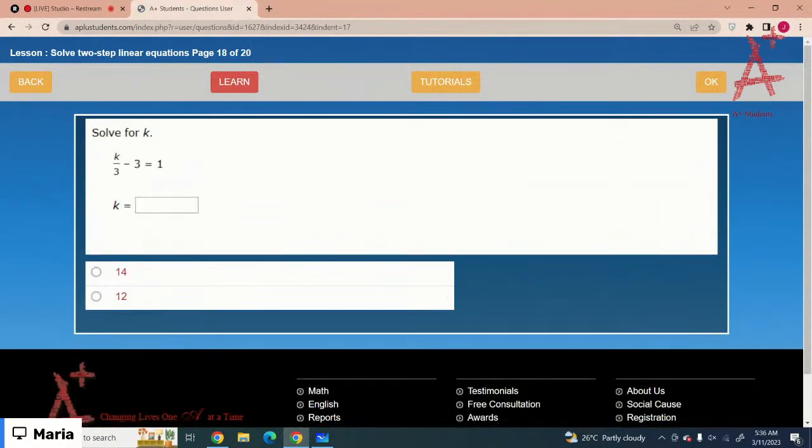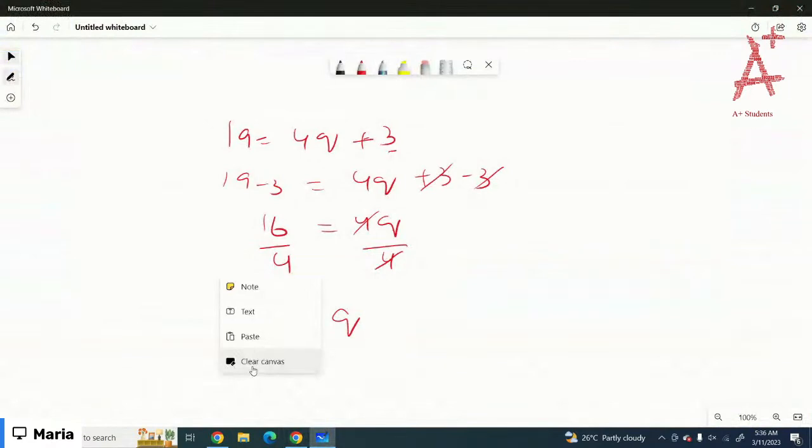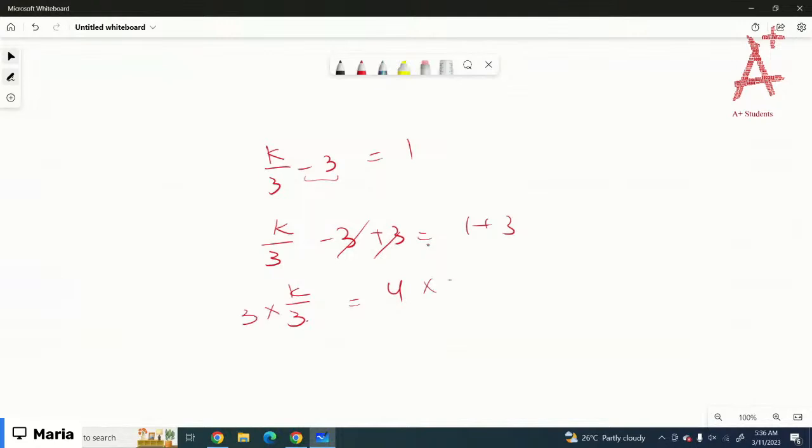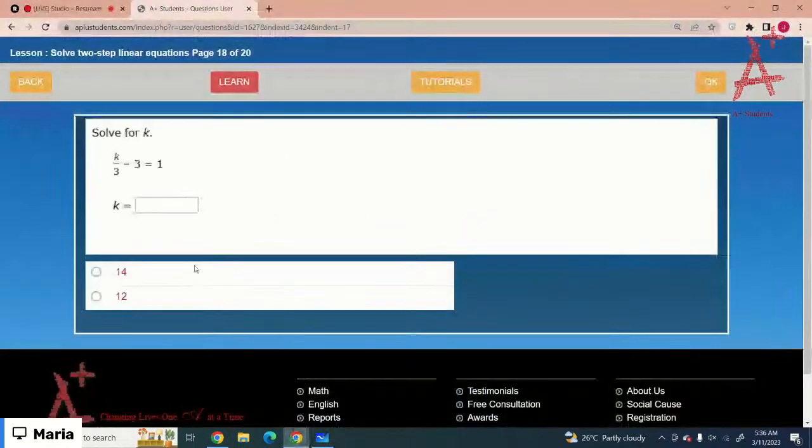Okay, the next one is k over 3 minus 3 equals 1. You have to move that negative 3 to the other side. So just add 3 to both sides. So it is k over 3, since 3 minus 3 is 0, and 3 plus 1 is 4. Now we have to remove that 3. 3 is dividing, so the opposite of division is multiplication. So multiply both sides by 3. So k equals 4 times 3, which is 12. Got it? So k equals 12 is the correct option.